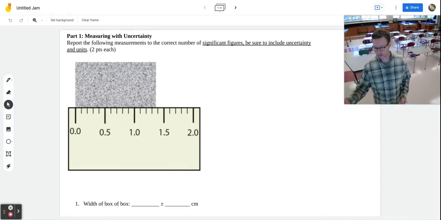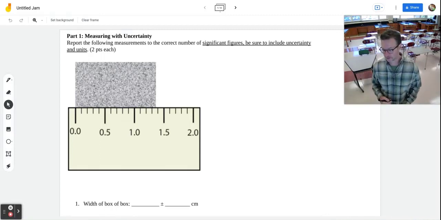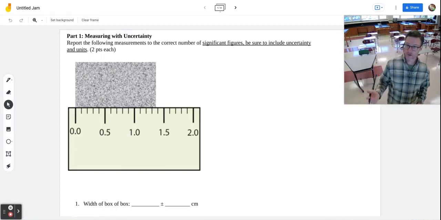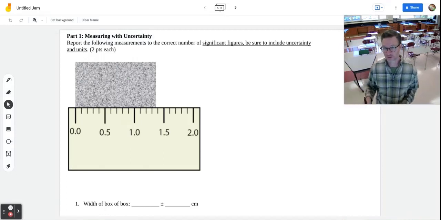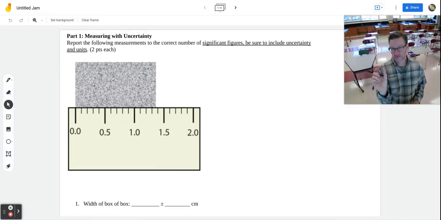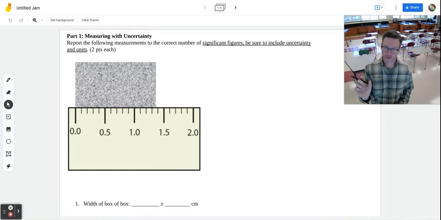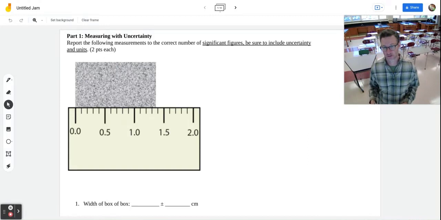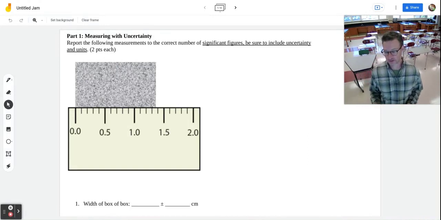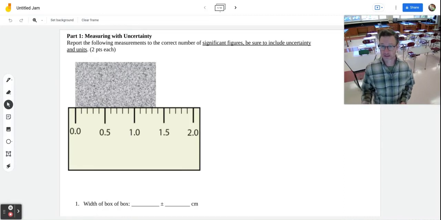This first one is just this box here, and it asks you to find the proper recording of the measurement, including uncertainty. Now, uncertainty has to do with basically how far off could your estimate be given the measurements that you're using with your ruler in this case, or your graduated cylinder, which we'll get to in a minute. So this is related to sig figs.